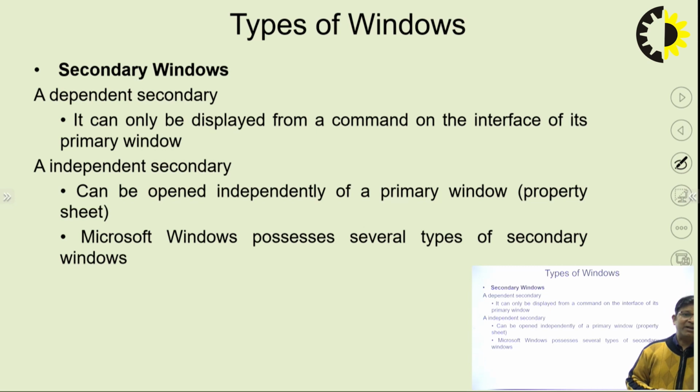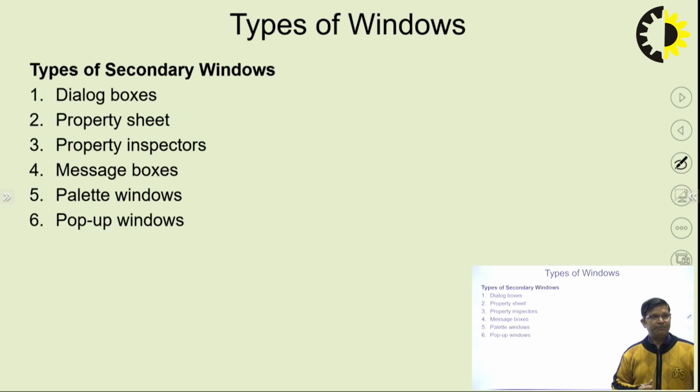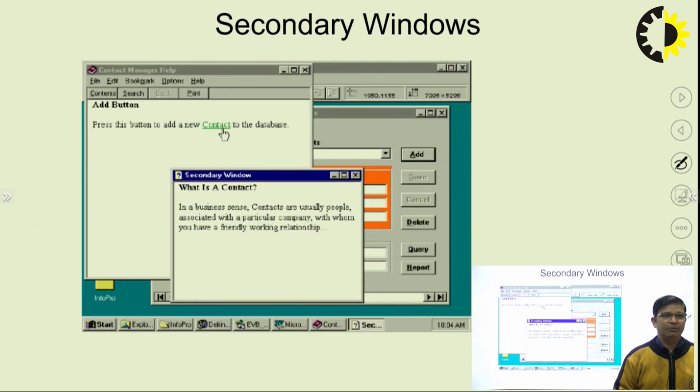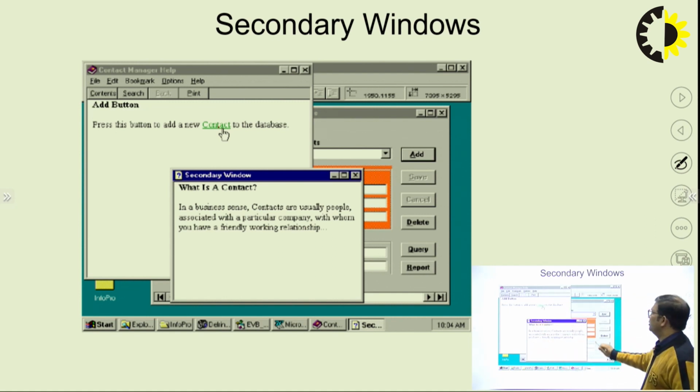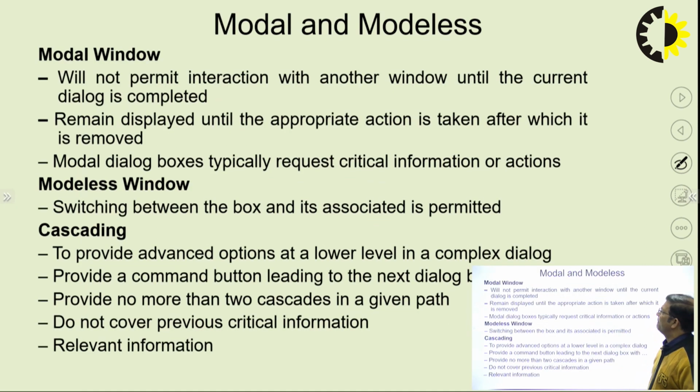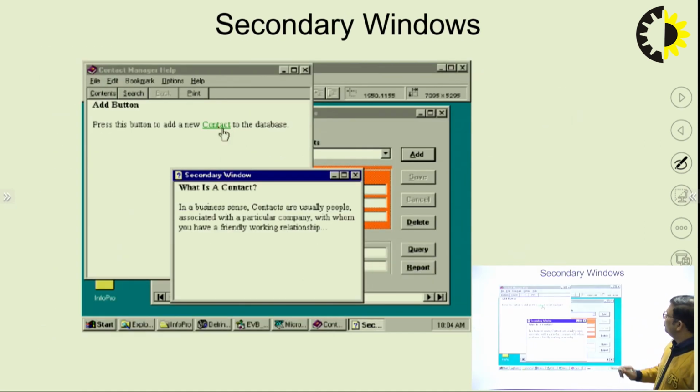Microsoft Windows possesses several types of secondary windows. Types of secondary windows: dialog boxes, property sheets, property inspectors, message boxes, palette window, and pop-up window. For example, this is an example of a secondary window. What is this? This is a second window. If we click on this button, contact, it will display another window. So this is a secondary window. So these are the different types.